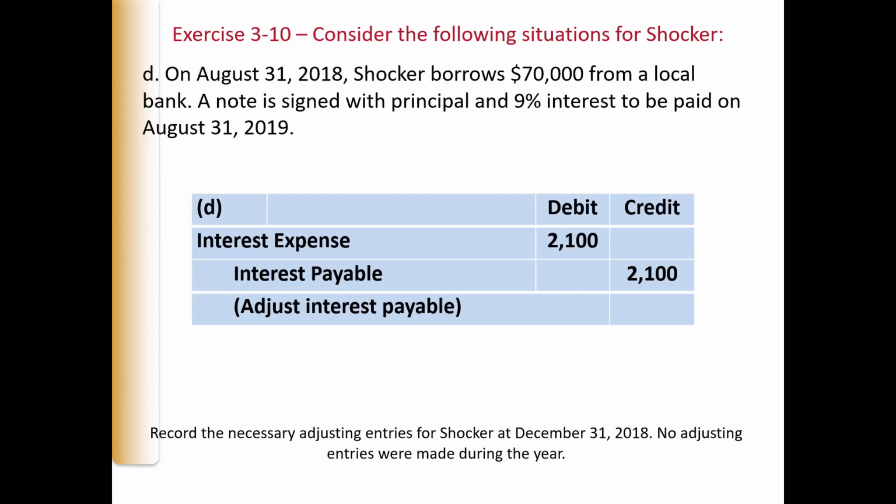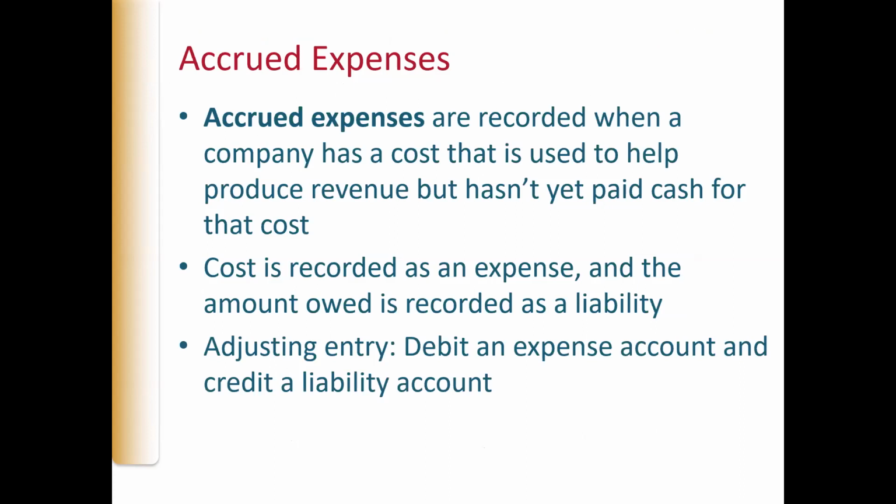Thank you. So guys, accrued expenses get recorded when a company has a cost that's used to help produce revenue, but hasn't yet paid cash for that cost. Cost is recorded as an expense and the amount owed is recorded as a liability, just like we did here. We debited interest expense, we credited interest payable.